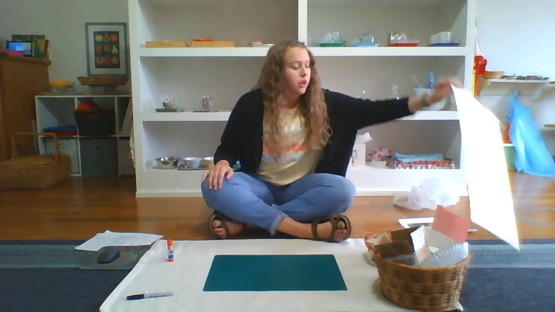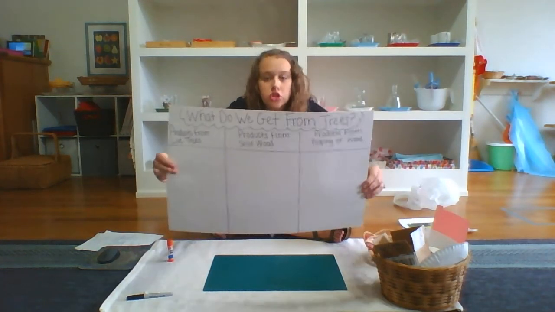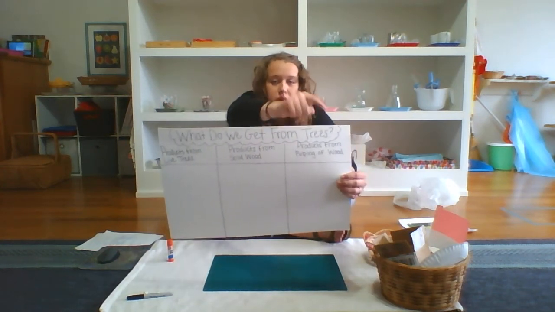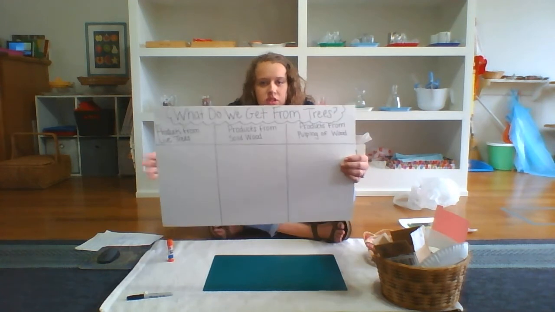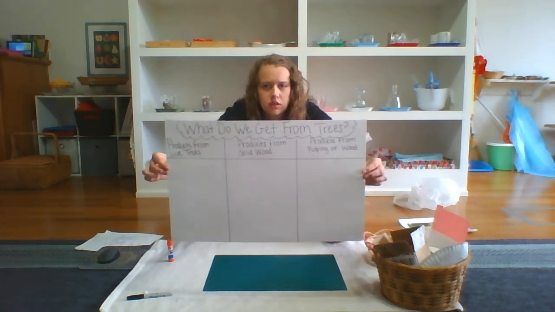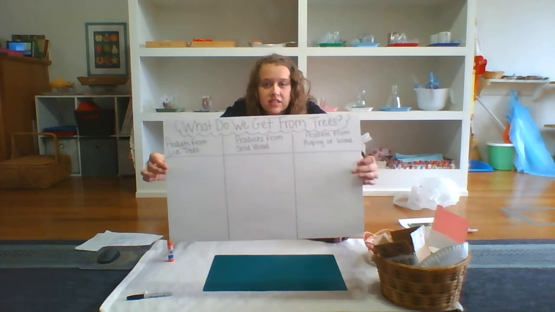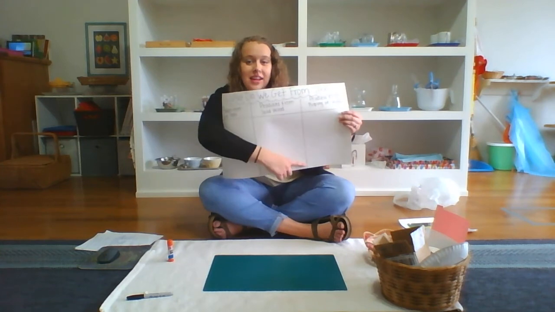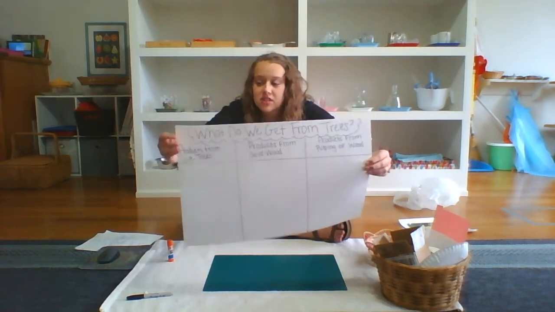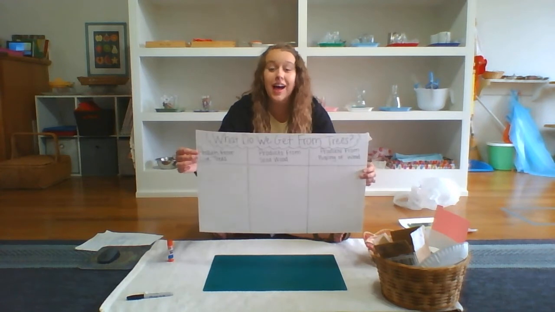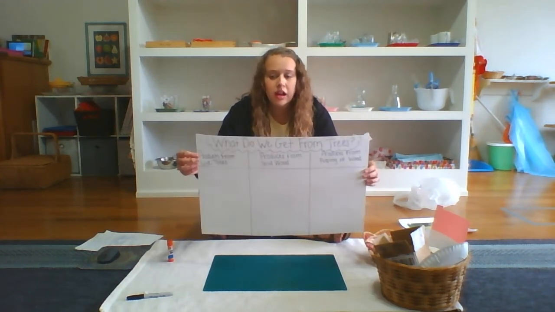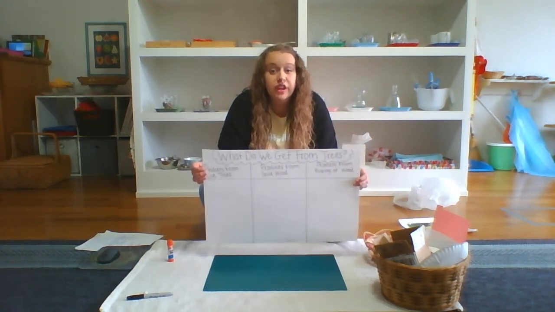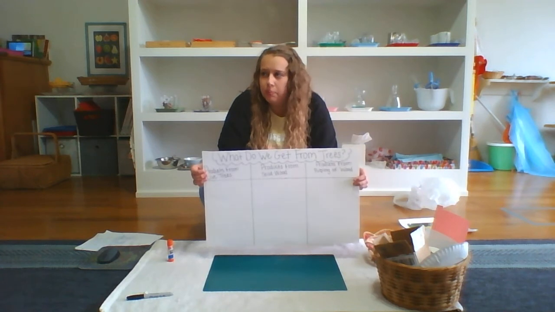So today, we are going to make another chart. At the top of this chart, it says, what do we get from trees? How many sections are on this chart? Can you count? 3 sections. 1, 2, and 3. So the first section says products from live trees. Products from live trees are things that we can take off of trees while the trees are still living and growing. So what could that be?